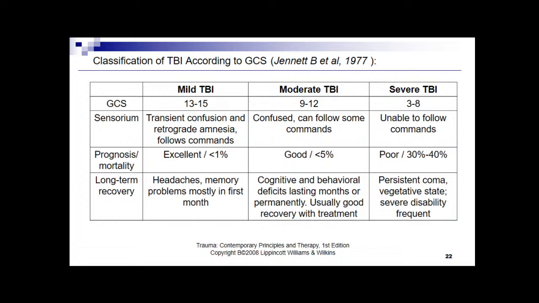And severe traumatic brain injury is less than 8 points, from 3 to 8 points, unable to follow commands. The patient is in a coma state. His prognosis is very poor, and a lethal outcome is possible in 30 to 40% in the post-traumatic period. The patient is in persistent coma or even vegetative state. Severe disability is frequent. If the patient restores his consciousness, he will be disabled for many months and even many years after trauma.